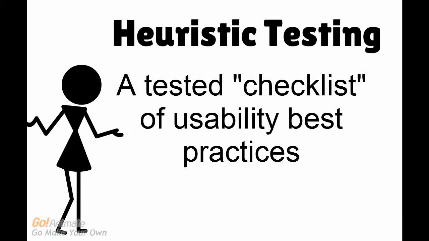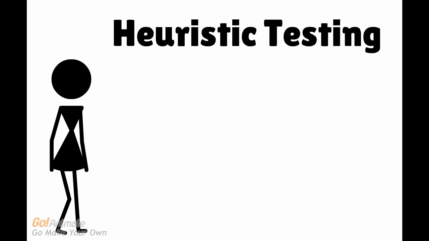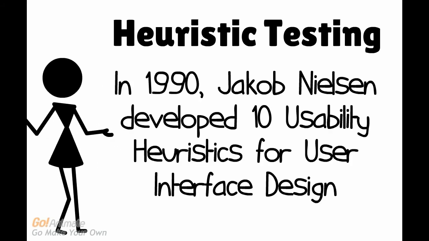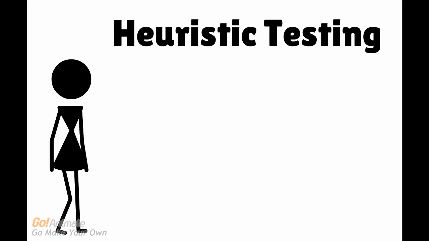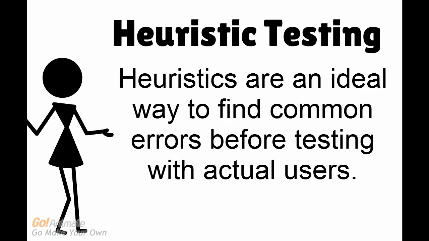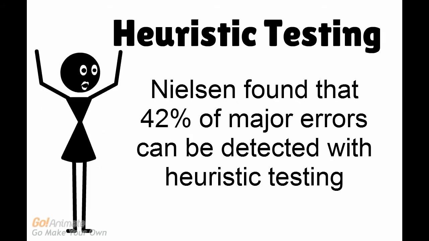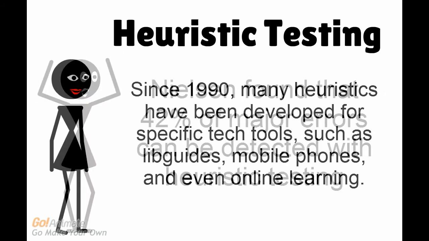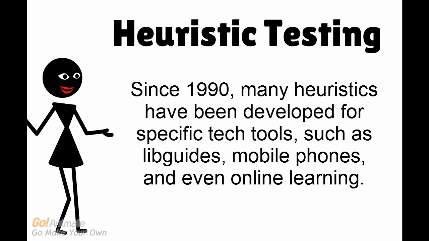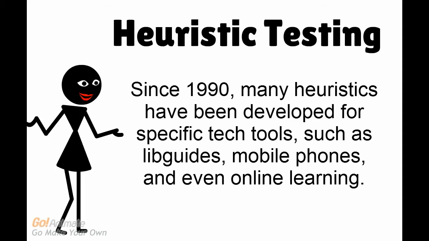Heuristic testing is a tested checklist of usability best practices. In 1990, Jacob Nielsen developed 10 usability heuristics for user interface design. Heuristics are an ideal way to find common errors before testing with actual users. Nielsen found that 42% of major errors can be detected with heuristic testing. Since 1990, many heuristics have been developed for specific tech tools, such as LibGuides, mobile phones, and even online learning.